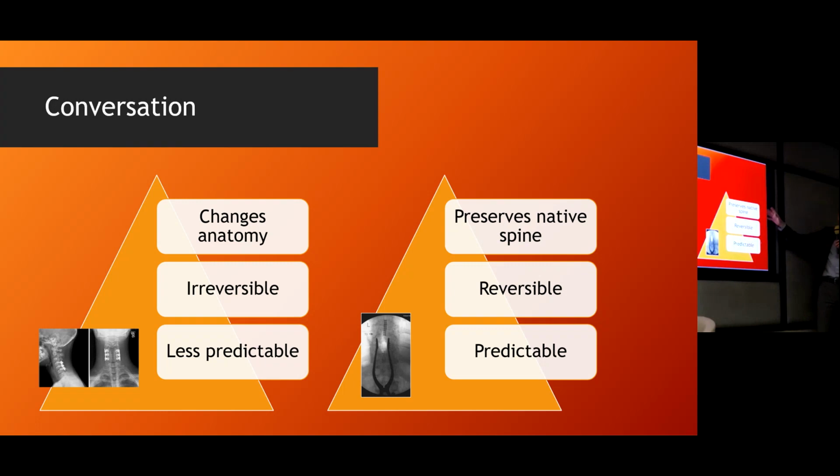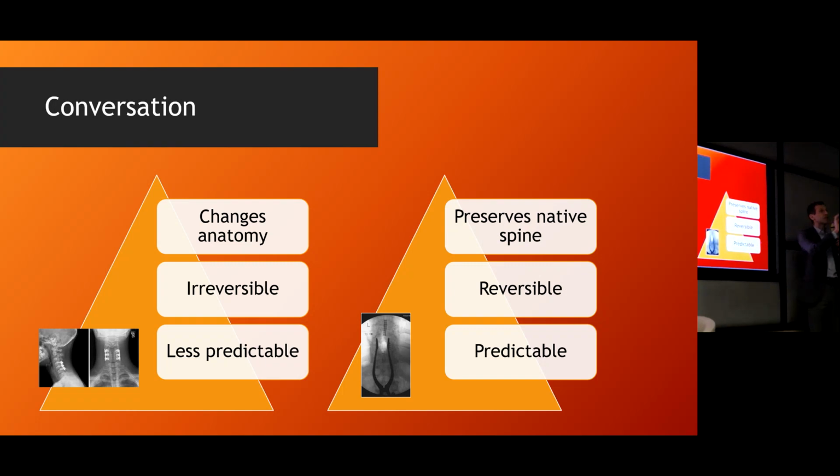The stimulator, it preserves the native spine. The electrodes are placed in the interlaminar space through a needle. You don't have to do a laminectomy or laminotomy. It's reversible. If after 5 years they say it's not helping my pain, we can remove it without having to change the natural spine at all.